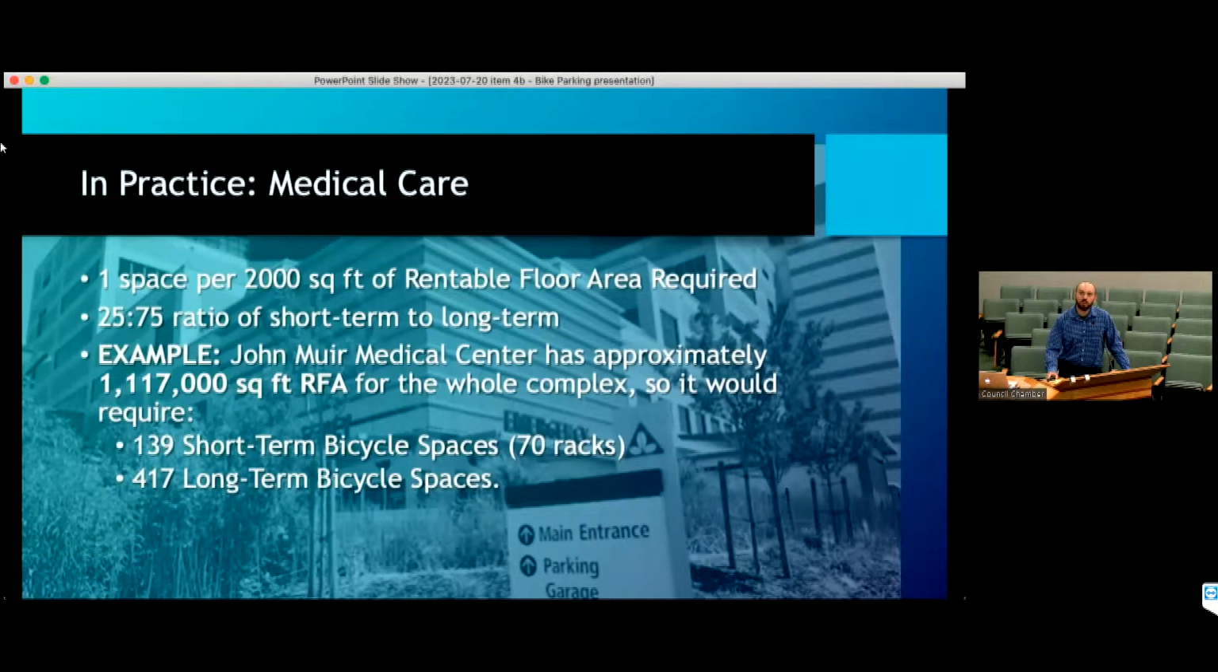Medical care, similarly, is slanted towards long-term. It's mostly workers, but you do have people coming in. For medical care, they're not necessarily going to be biking, but it can happen. You want to leave the options there. So for this huge John Muir, million-plus square feet, it would be 70 racks and about 400 long-term spaces.